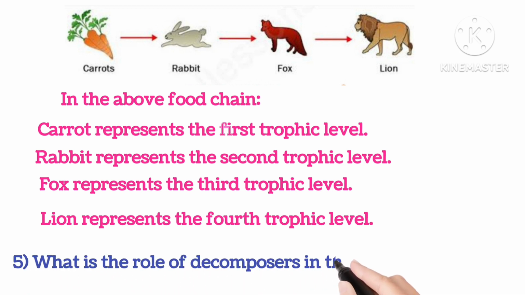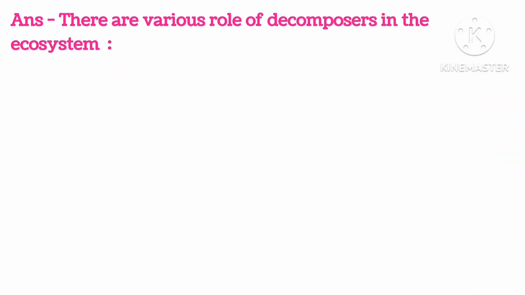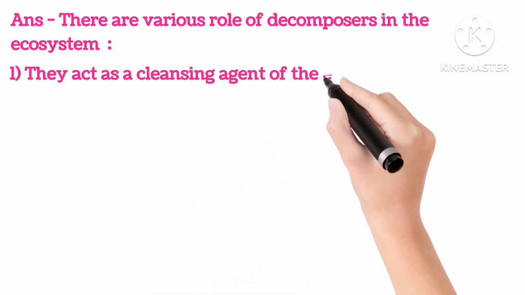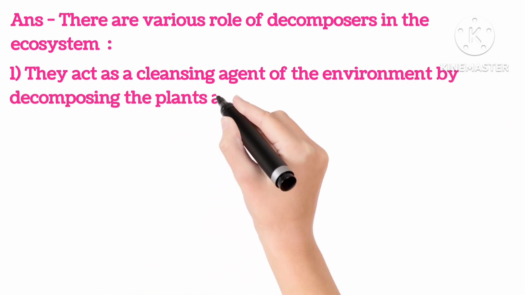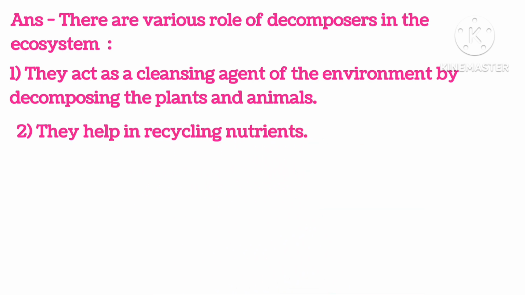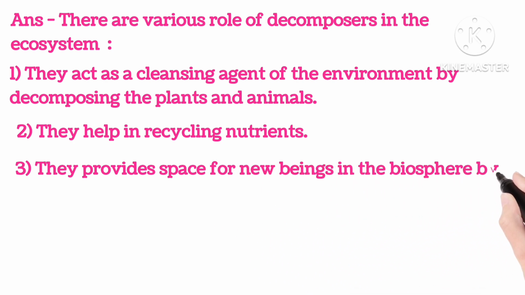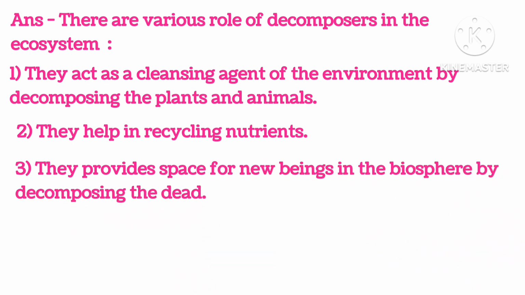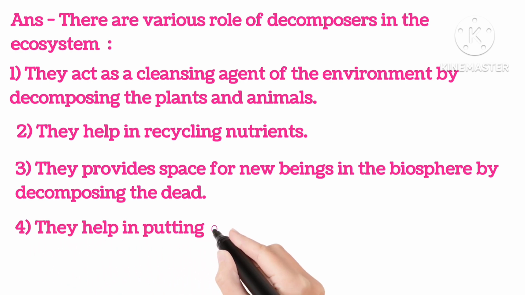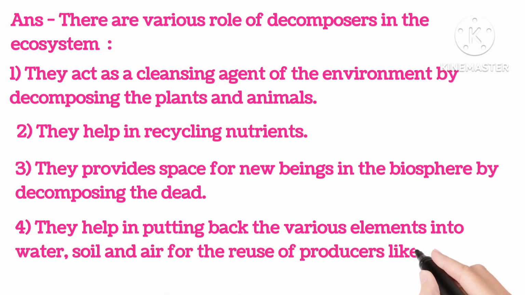Fifth, what is the role of decomposers in the ecosystem? There are various roles of decomposers in the ecosystem. First, they act as a cleansing agent of the environment by decomposing the plants and animals. Second, they help in recycling nutrients. Third, they provide space for new beings in the biosphere by decomposing the dead. And fourth, they help in putting back the various elements into water, soil and air for the reuse of producers like crop plants.